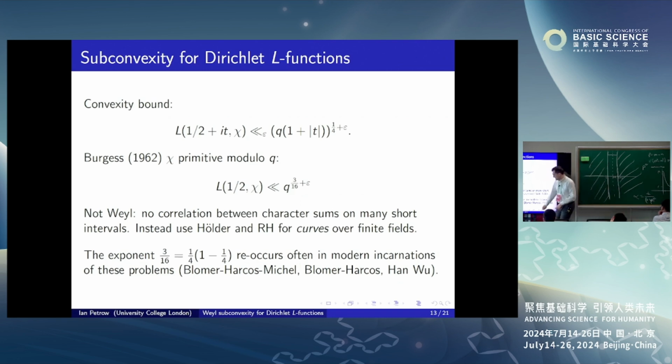So this Burgess exponent represents going 1/4 of the way between the convexity bound and the RH bound, or the GRH bound. And these exponents, 3/16 or 1/6, represent natural barriers in this problem that come up over and over again in modern incarnations of these problems. They seem to be natural barriers in the problem that let us keep our bearings. Let me see how I'm doing.